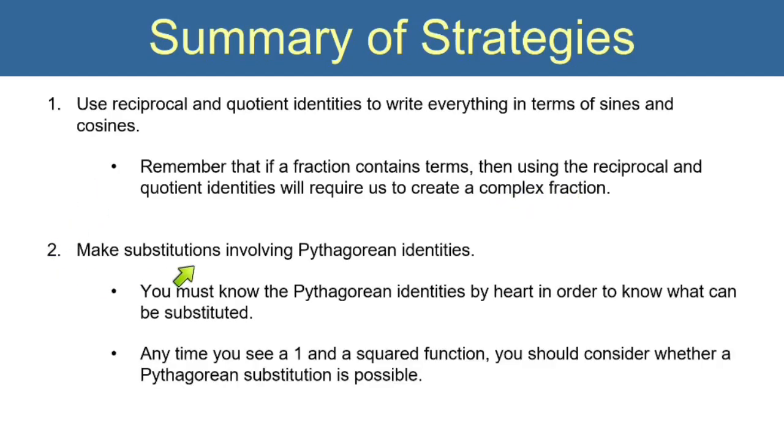Our second strategy that we looked at was to make substitutions involving Pythagorean identities. And you know that you're not going to recognize when you can do that if you don't have the Pythagorean identities memorized. So you really need to have those memorized and firmly in your mind so that you can see when you have an opportunity to use them. A clue for you is that anytime you see a 1 in a squared function, you should think about whether a Pythagorean substitution is possible.